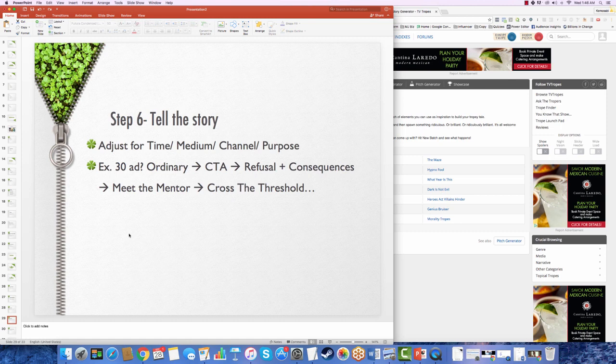The medium, is it YouTube? Is it Facebook? Is it in print? Is it on direct mail? Is it via radio? Whatever. What's the medium, right? And the channel is the same thing. So how are you communicating that message? And the purpose, are you going for something free? Or are you trying to make someone pay for tickets to a $10,000 seminar out in Bali? The purpose matters in this story, and that allows you to adjust everything. So adjust the story for time, medium, channel, and purpose.